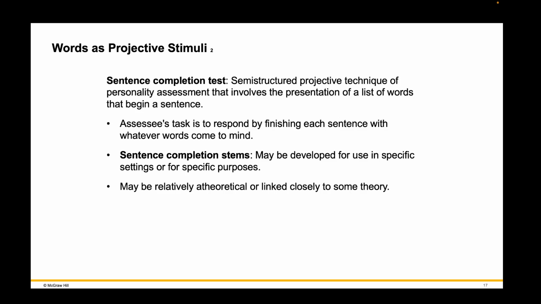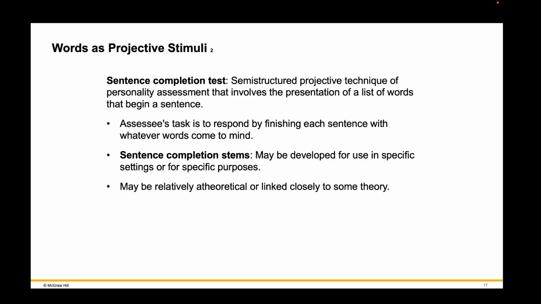So, it involves the presentation of a list of words that begin a sentence. The assessee's task is to respond by finishing each sentence with whatever word comes to mind. And then, the sentence completion stems may be developed for a specific use, in a specific setting, or for specific purposes.